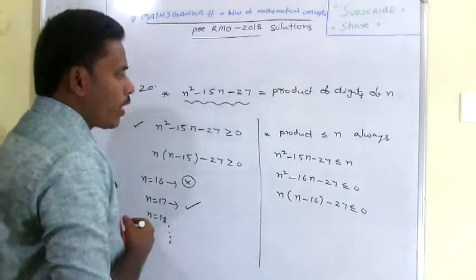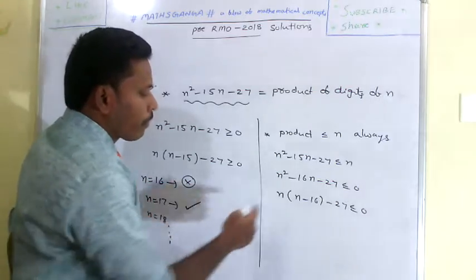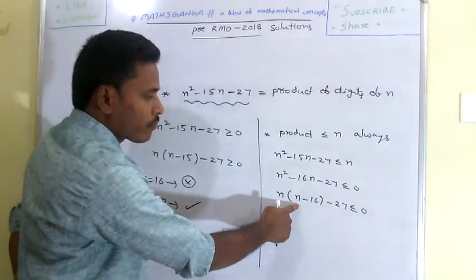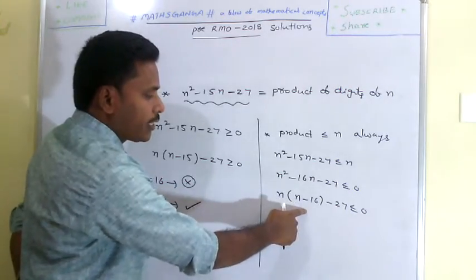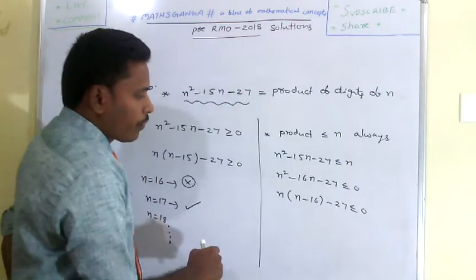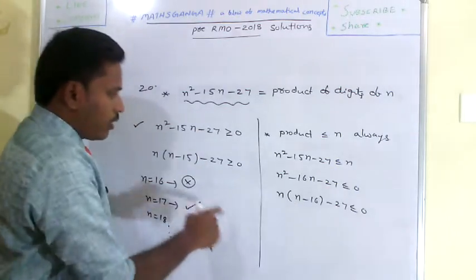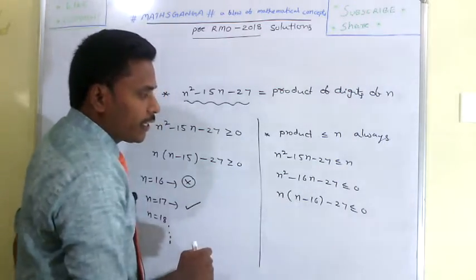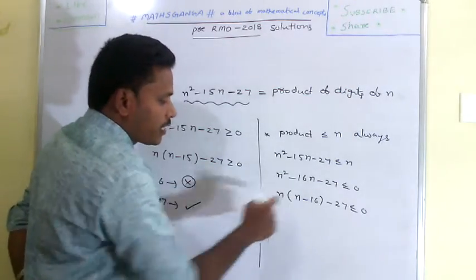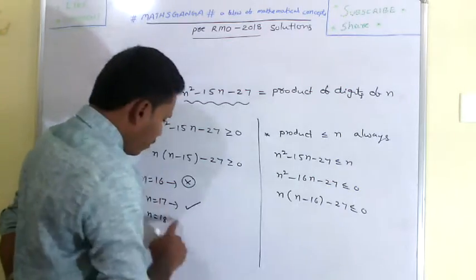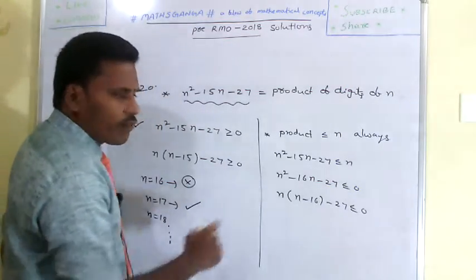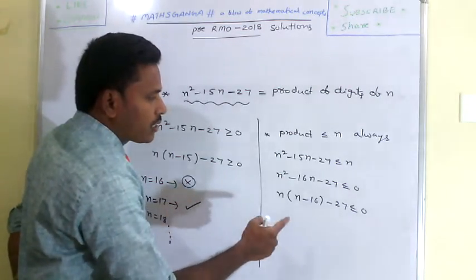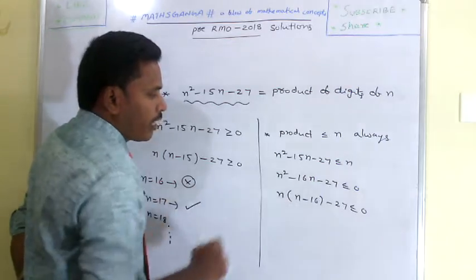Whenever it is negative, if you observe, if you replace n with 15, 15 minus 16 is minus 1, so negative. Then if you take 16, 16 minus 16 is 0, negative. If you take 17, 17 minus 16, see, we have the possible values of n like this, and then try to check for that. And one more idea is n into n minus 16 minus 27 equals to 0.